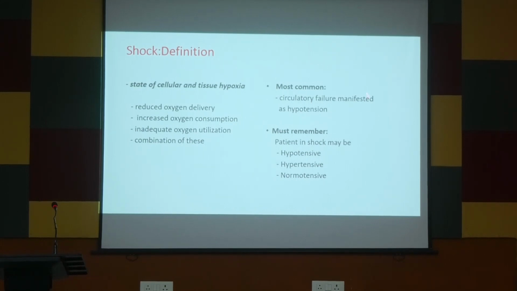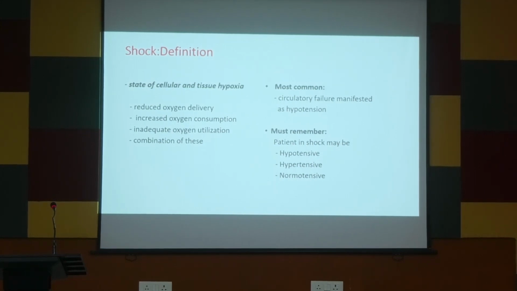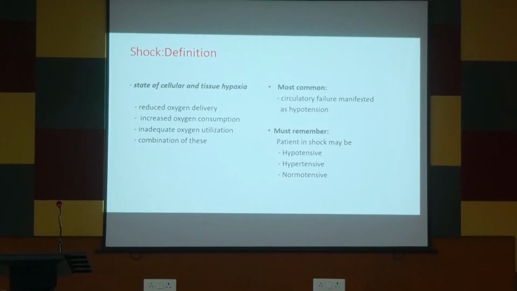So, most commonly it will be manifested as hypotension. Most commonly, it's some circulatory failure, hypotension, that is the most common. But remember, a patient in shock may be hypotensive, may be normotensive, and sometimes even hypertensive. Shock has different stages, I will take it in the next class. Shock doesn't mean hypotension every time. That is the most common presentation, hypotension.